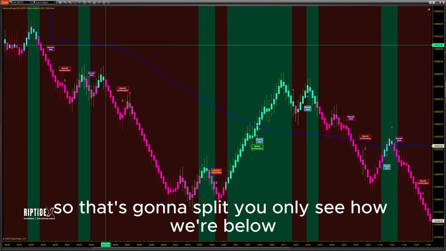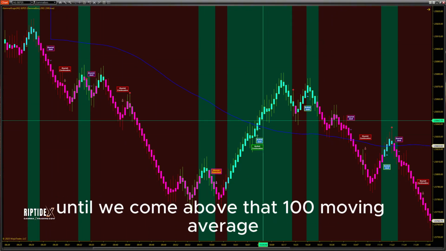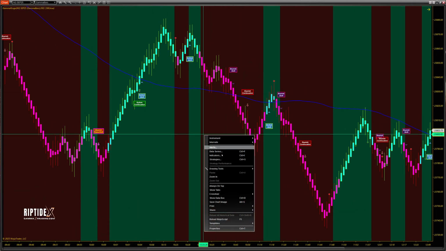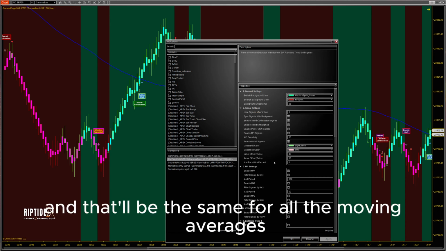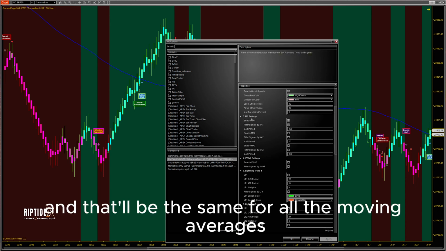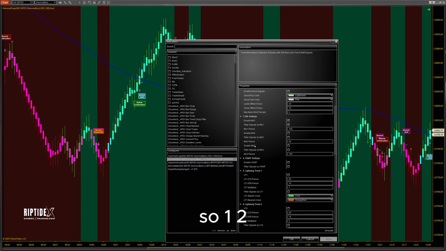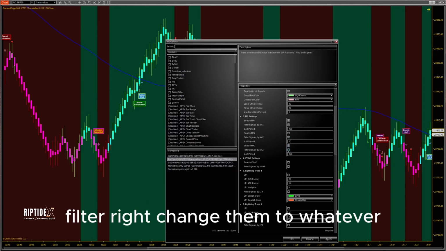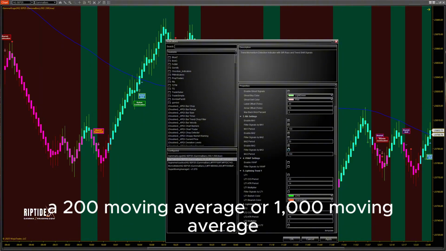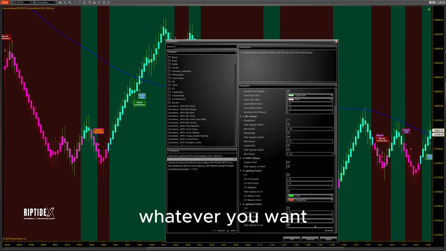You only see how we're below. You're only going to see bearish signals until we come above that 100 moving average. That'll be the same for all the moving averages. So 1, 2, 3. You can turn them on, filter, turn them on, filter. Change them to whatever. If you want a 200 moving average or 1,000 moving average, whatever you want.